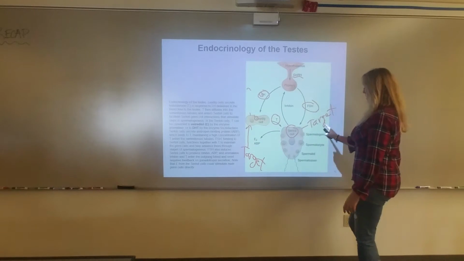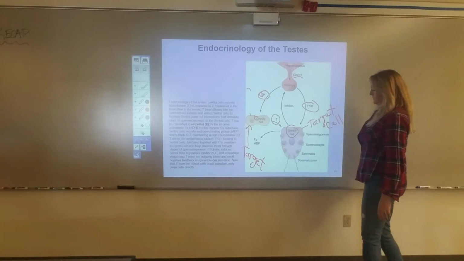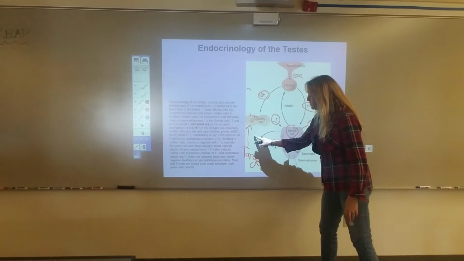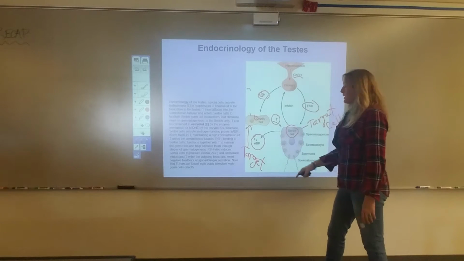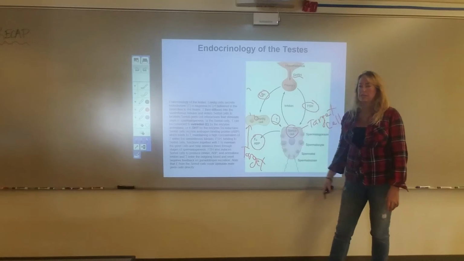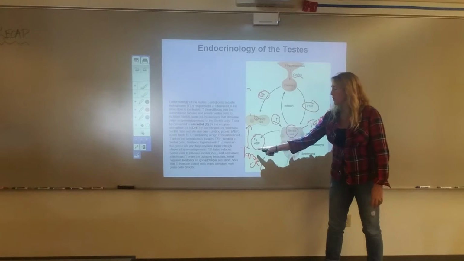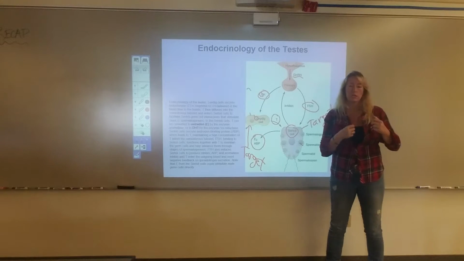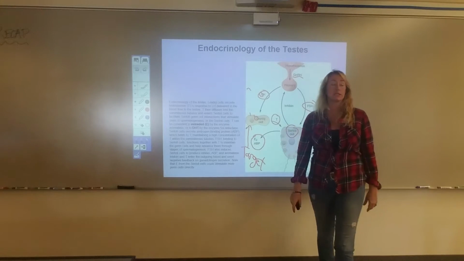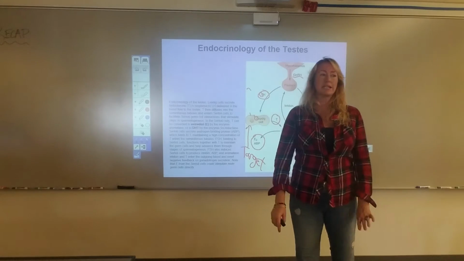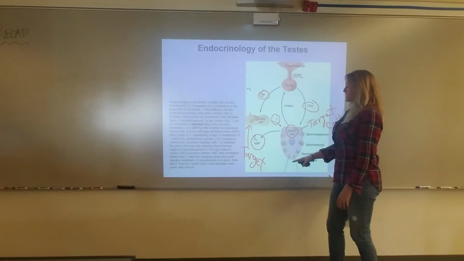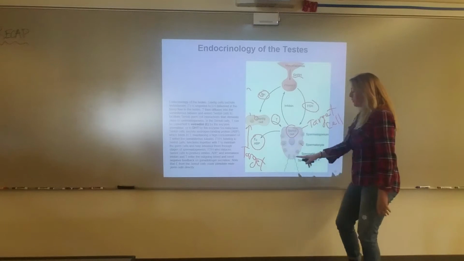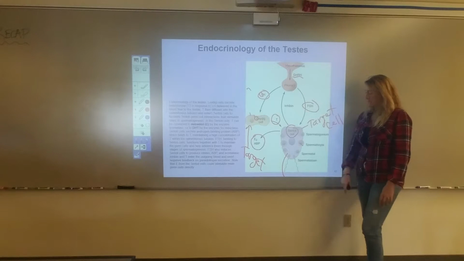FSH will specifically target the Sertoli cell, okay? And the Sertoli cell will start converting testosterone into estradiol, and it also makes androgen binding protein. Androgen binding protein is a protein that binds to testosterone and keeps it high in that area. So it sequesters it, hangs on to it. Remember, testosterone is a fat, it's a lipid, it's a steroid. It comes from cholesterol. It doesn't go with water. So androgen binding protein from Sertoli cells will help hang on to testosterone and keep it high where the developing sperm are located.